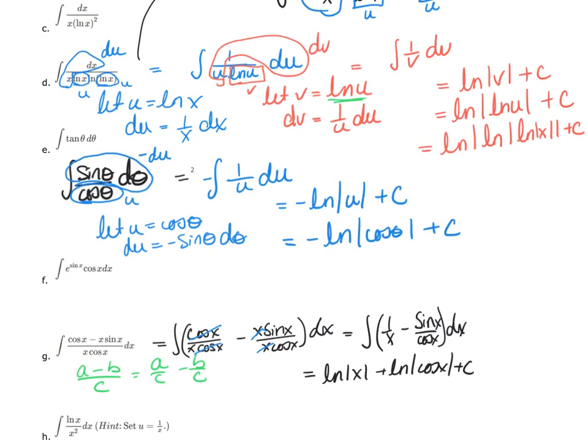So whenever I see tangent theta or tangent x, then I know that I can replace that with the natural log of the absolute value of cosine x. But I have to make sure I adjust for any kind of negative. If I'm missing the negative, well, on G I had the negative, so I know it's going to be the positive of it. Anything else I can help you with?